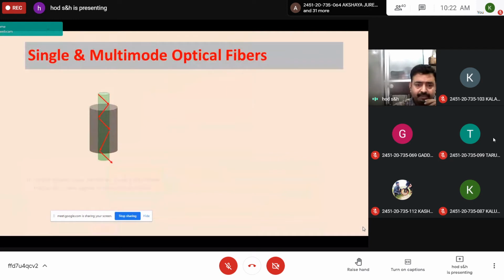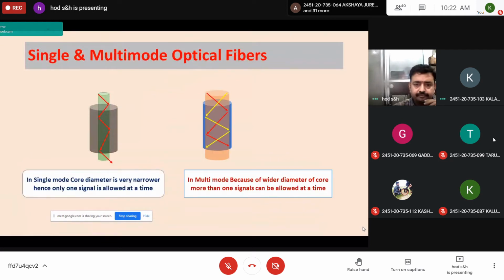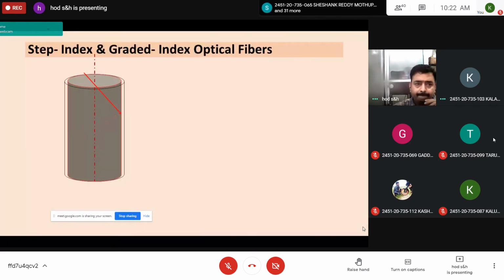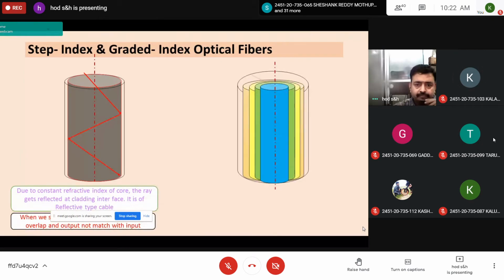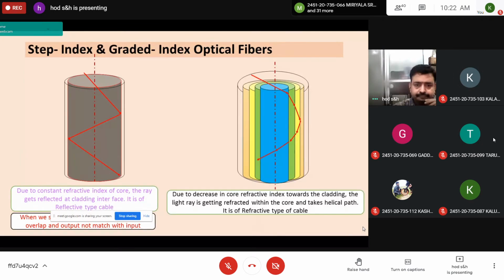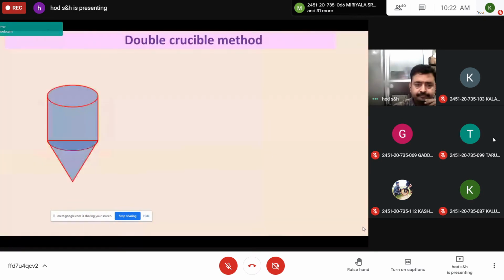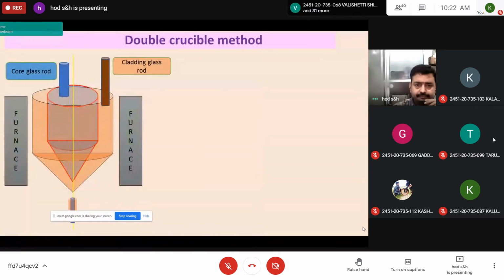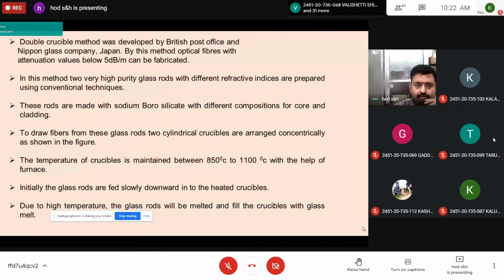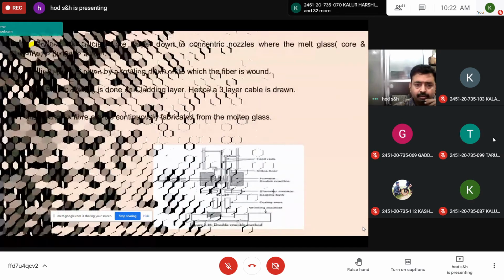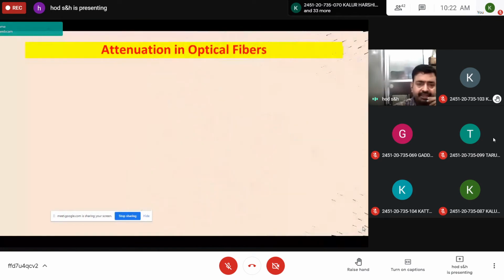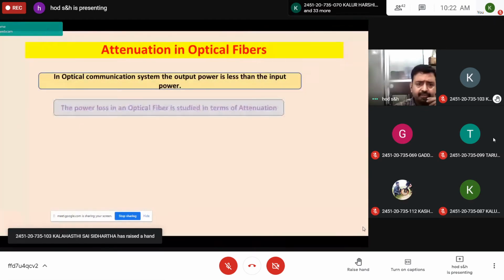Single mode and multi-mode also have some features. So, attenuation in optical fiber cable.